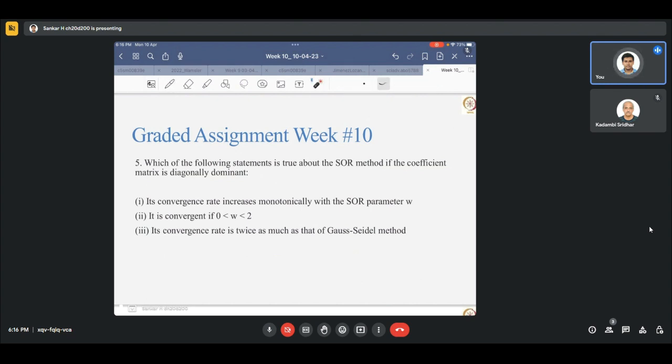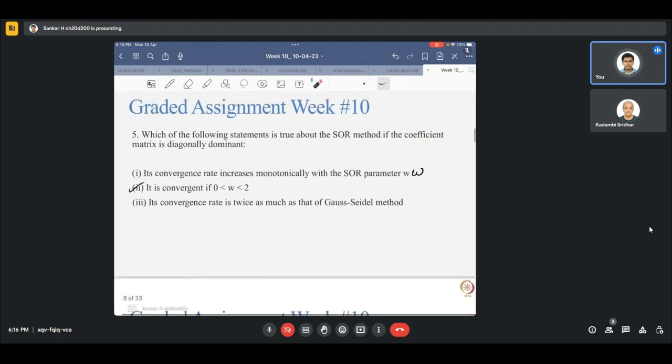So the first statement is its convergence rate increases monotonically with the parameter omega. This is not W, this is actually omega. And the second statement is it is convergent if 0 less than omega less than 2. And the third point is its convergence rate is twice as much as that of Gauss-Seidel method. Which of the statements would be true? It is two. Only the second statement is true.